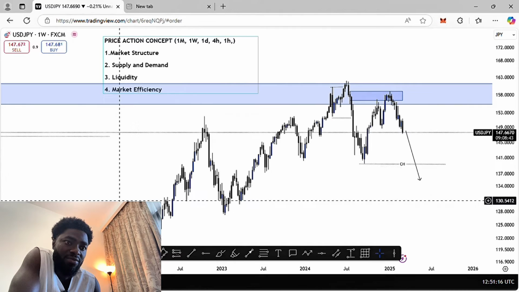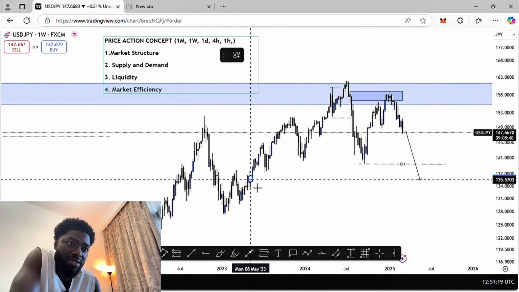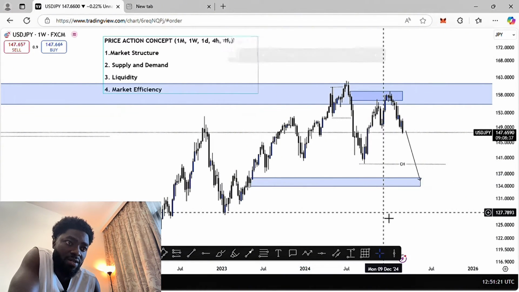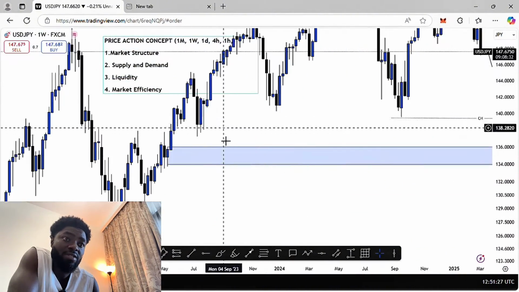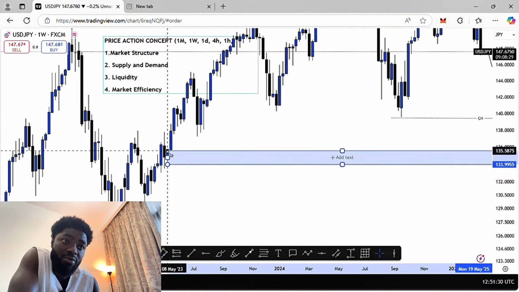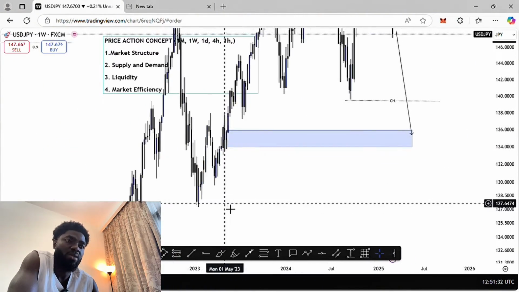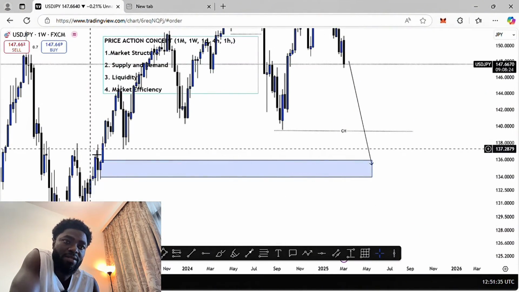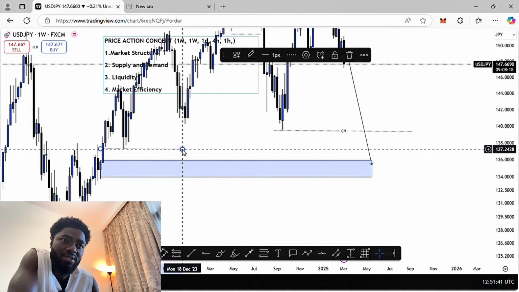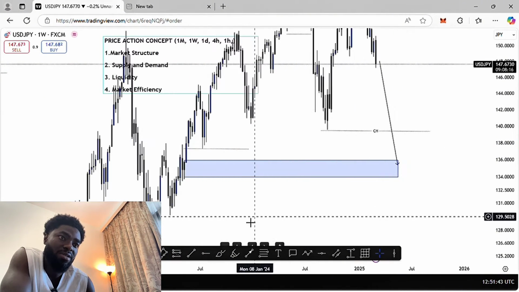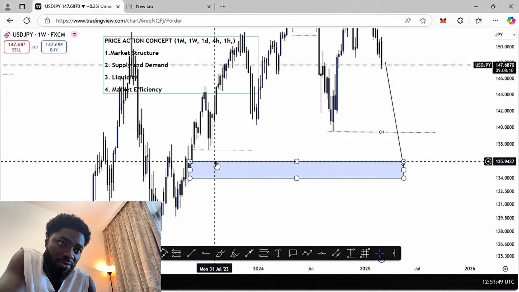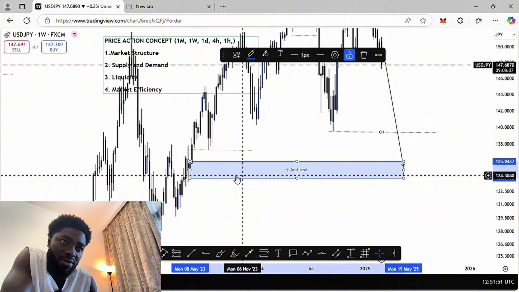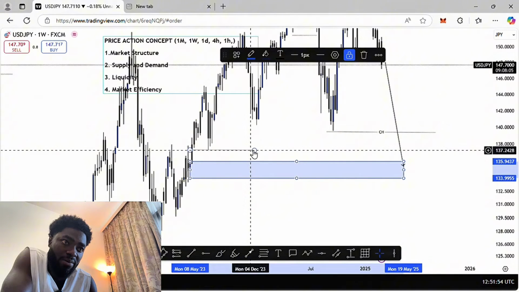Look for an inefficiency, which is this one left unmitigated, because the market always moves to fill inefficiencies. It always moves towards inefficiencies. Inefficiencies are the spaces left inside the market or in between candlesticks after an impulse candlestick move. So this is a gap left here. This was supposed to come in here to mitigate this demand zone, but price couldn't come.